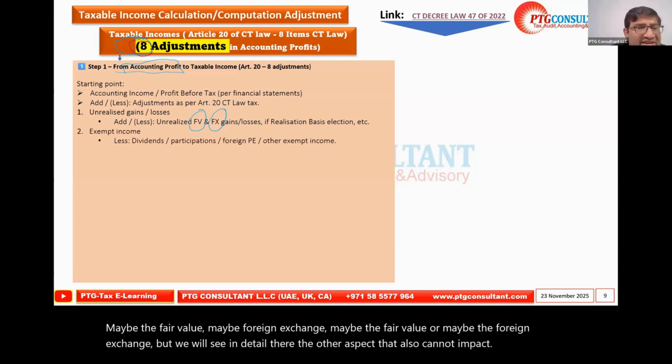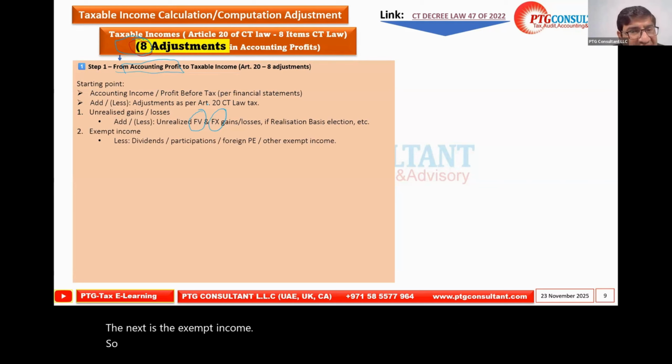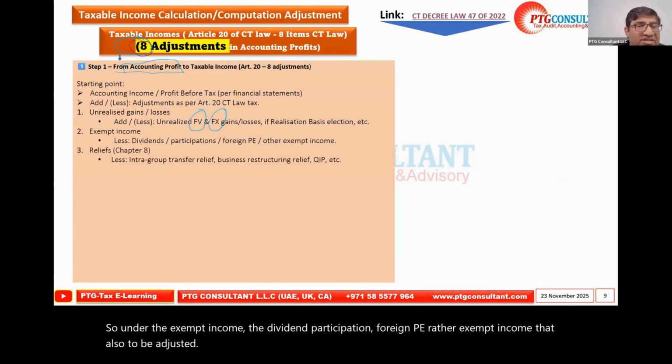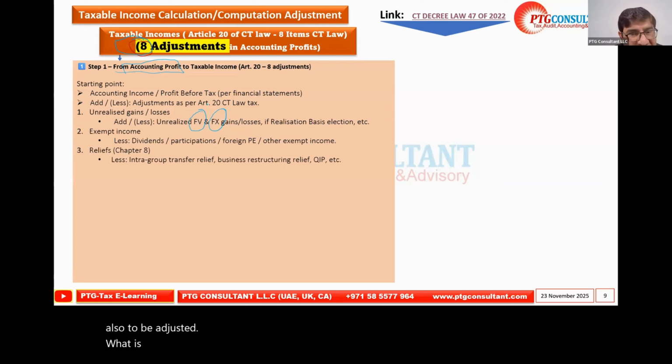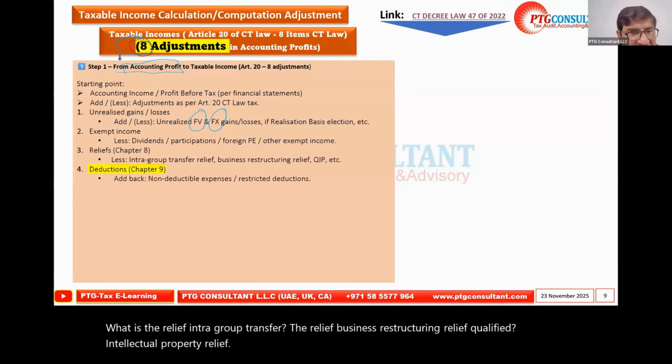The next is the exempt income. Under the exempt income, the dividend, participation, foreign PE, and other exempt income also have to be adjusted. Then relief. What is the relief? Intra-group transfer relief, business restructuring relief, qualified intellectual property relief, deduction, add back, non-deductible expenses, restricted deduction.